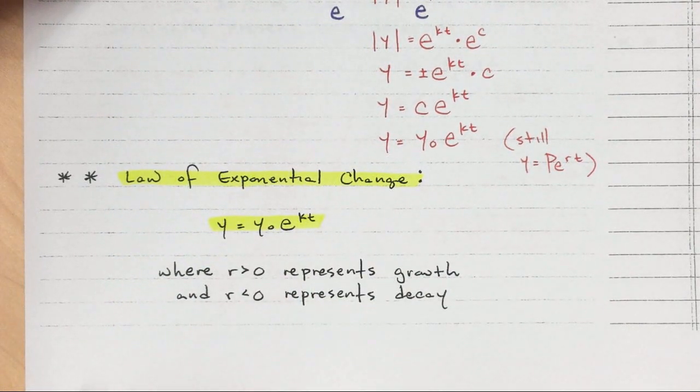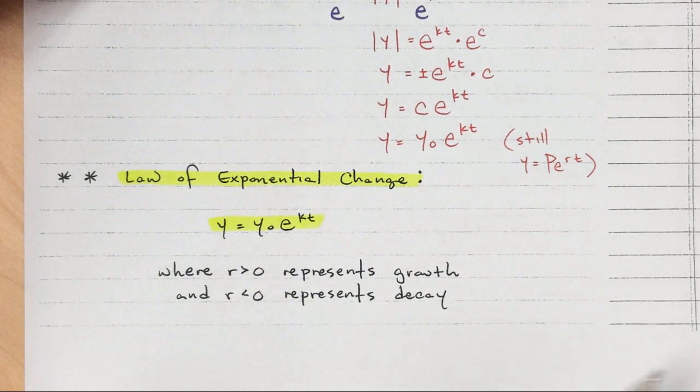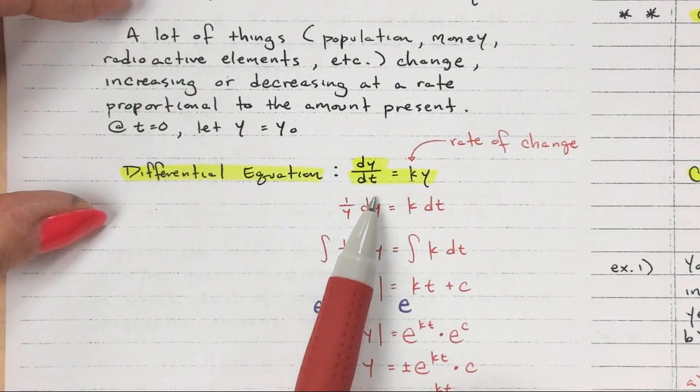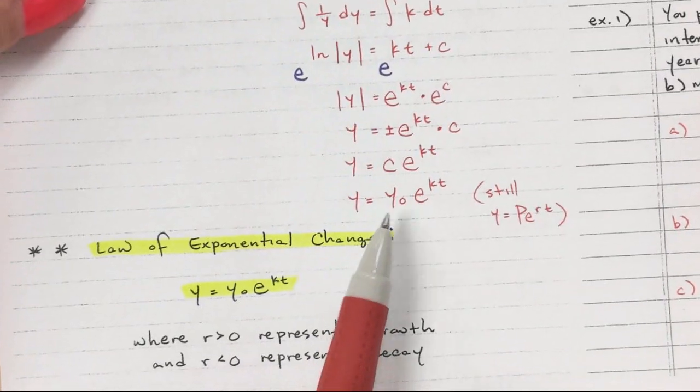But if it just gives you a problem with continuously compounded interest or something like that, we can just use that formula. If they give you this, you have to derive it before we use this formula.